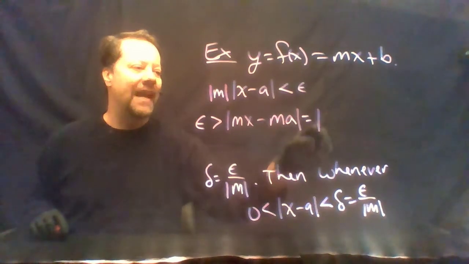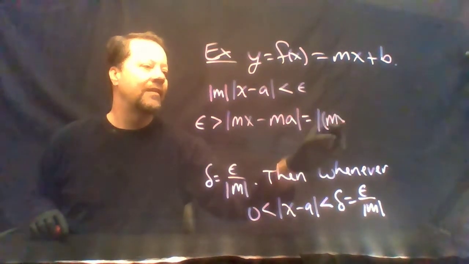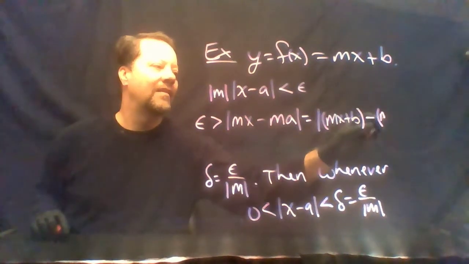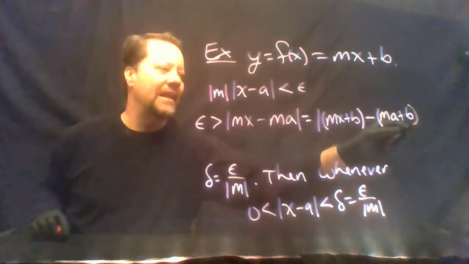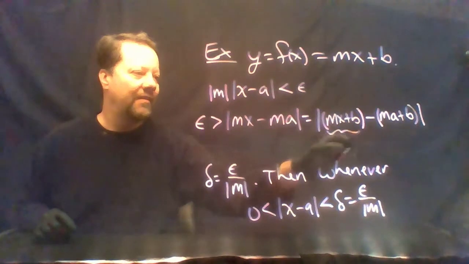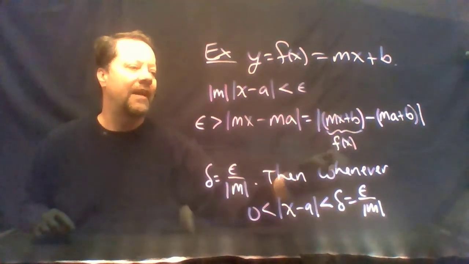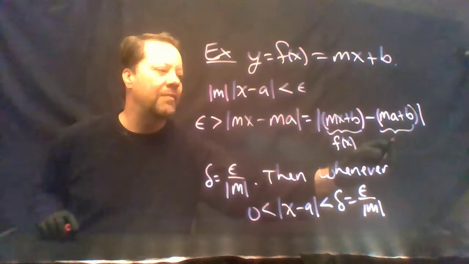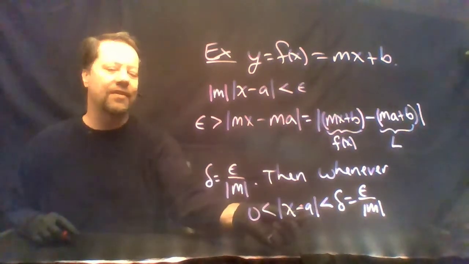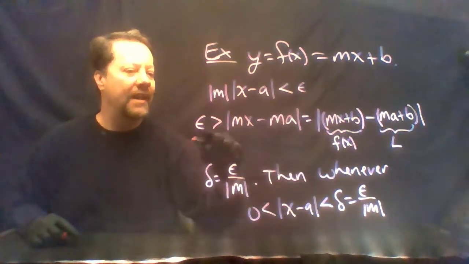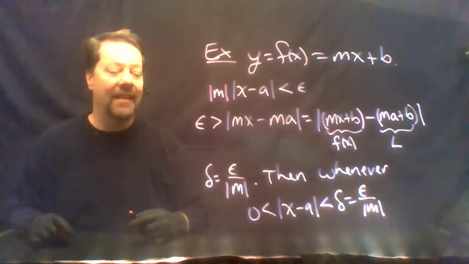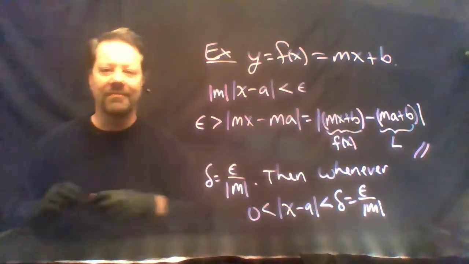This is equal to the absolute value of mx plus b minus ma plus b. These would cancel. And here you have the function value, f of x, and here you have the proposed limit value. So provided you're to within delta units in the domain, you end up within epsilon units in the range of the limiting value L. That is the end of the proof.